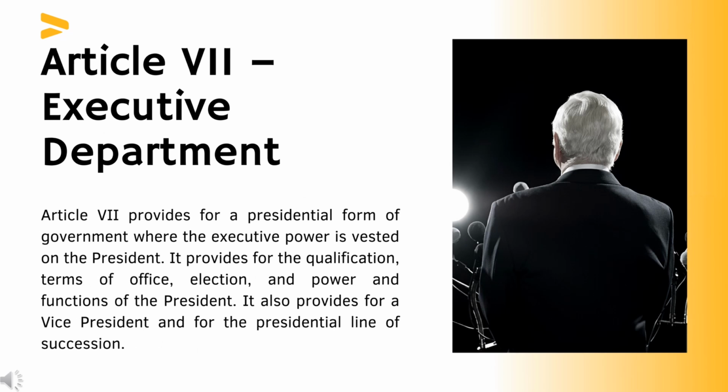Article 7, Executive Department. Article 7 provides for a presidential form of government where the executive power is vested in the President. It provides for the qualifications, terms of the office, election, and the powers and functions of the president. It also provides for a vice president and for the presidential line of succession.